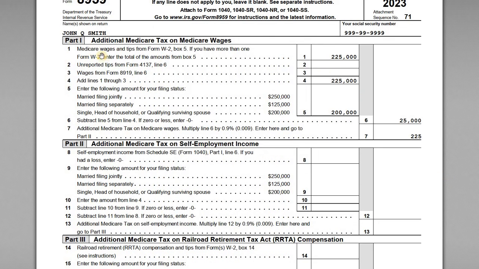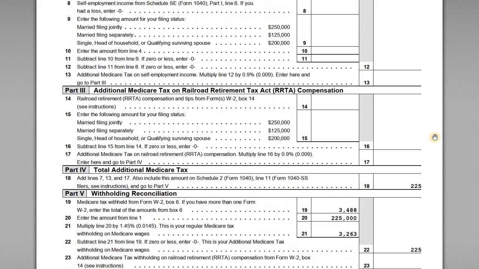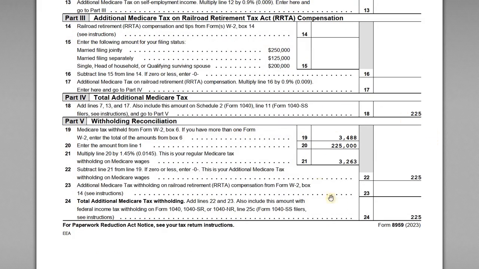So in Part 1, we have the total Medicare wages from our Form W-2, Box 5. That's the $225,000. And based on John's filing status as a single taxpayer, the $200,000 threshold is what applies here, right? So $25,000 is the excess. So on the tax return, we know that we need to pay the additional $225 of taxes on the Medicare wages. And then in the bottom section in Part 5, we have the withholding reconciliation, which shows that this amount was already withheld from our wages.